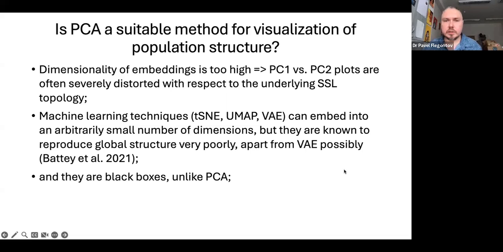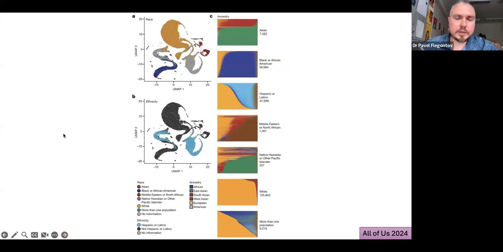And machine learning techniques such as variational autoencoders can embed into an arbitrarily small number of dimensions, for example, 2 or 3, but they are known to reproduce global structure very poorly, apart from VAE possibly, as shown in that paper. And they are black boxes. That's why probably people don't like them too much, at least in archaeogenetics. But they are very popular in some other fields like single-cell RNA.